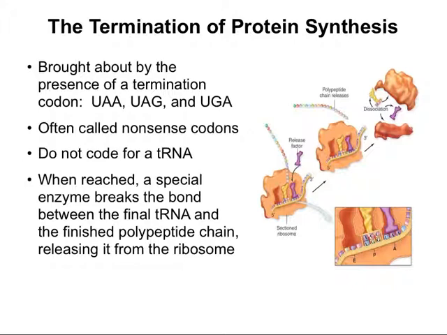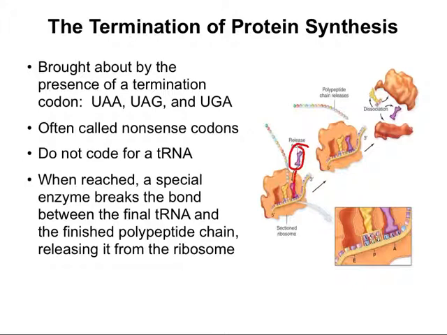So we've had our transcription, we've translated the protein, and now we've reached the end of the messenger RNA segment. How does it all end? This is brought about by one of those termination codons. Remember, there were 3. You don't have to memorize them. They're often called nonsense codons because they don't code for a transfer RNA at all. Instead, they code for a release factor.